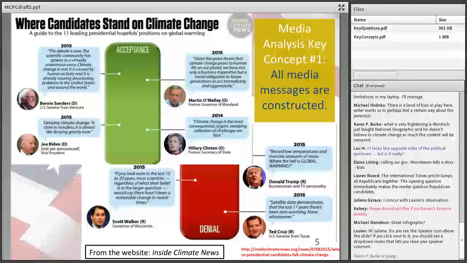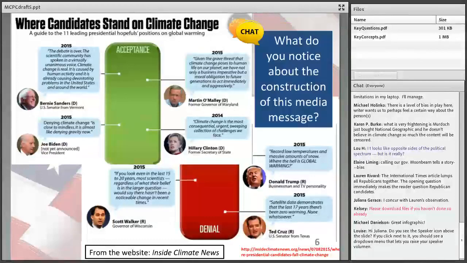So that's Inside Climate News, and this is a page of theirs on where candidates stand on climate change. So the same question on this. Since we're looking at the reality that all media messages are constructed, what are you noticing about the constructions of this media message?